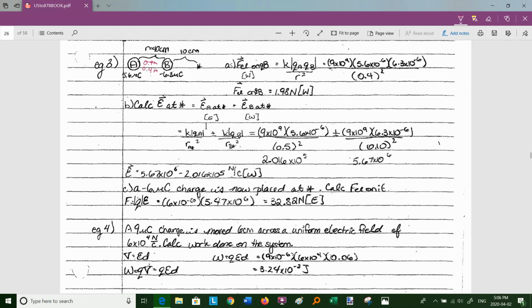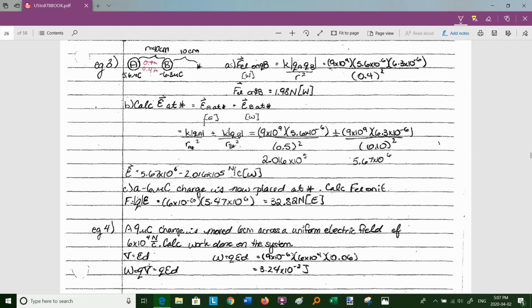So, a whole bunch of things we can ask. The first is the net electric force on QB. So it's going to be to the left because A is attracted to B and B is attracted to A. But we want the force on QB. So A stays fixed and it brings B closer to it. So it's k QA QB over r squared. So 9 by 10 to the 9 times 5.6 by 10 to the minus 6 times 6.3 by 10 to the minus 6 divided by 0.4 squared. And you get 1.98 newtons directed to the west or left.